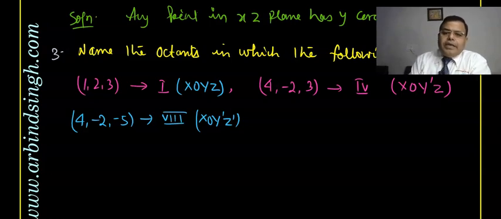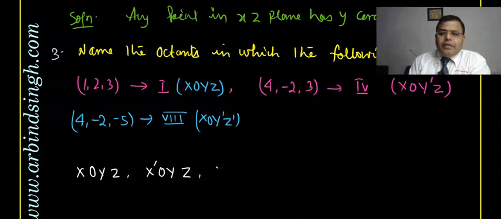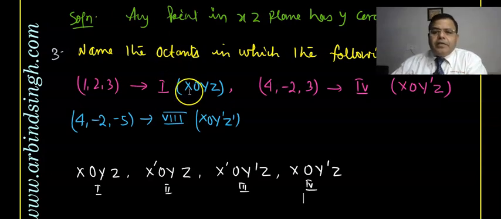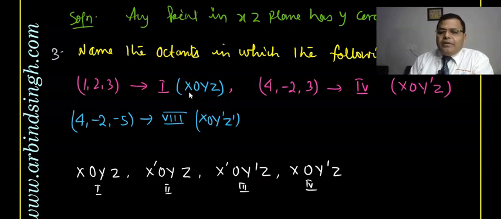For the sake of convenience, you can write here that this is x o y z, the first octant. Then x' o y z, then x' o y' z, then x o y' z. These are the four octants, first, second, third, and fourth. Similarly, in the lower half, all z will be negative. So this will be 5th, 6th, 7th, 8th, where z' will be negative. So opposite to 4, there will be the 8th octant, right?